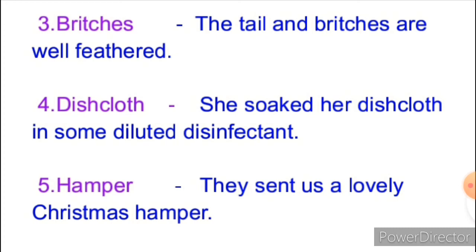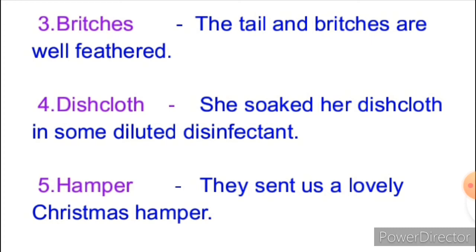Now look at the sentence. She soaked her dishcloth in some dilute disinfectant. You understand the meaning children? Here the word dishcloth stands as a cloth used for washing dishes. It is used to wash dishes. And look at the sentence. What did the lady do? She soaked her dishcloth in some dilute disinfectant. Here the lady is represented as she. She soaked her dishcloth in the dilute disinfectant.